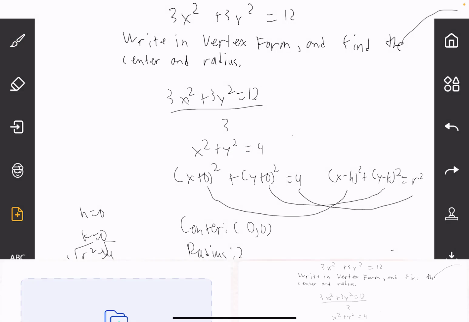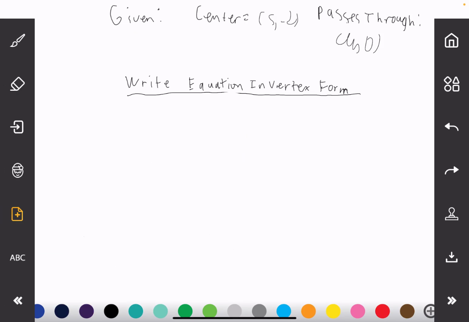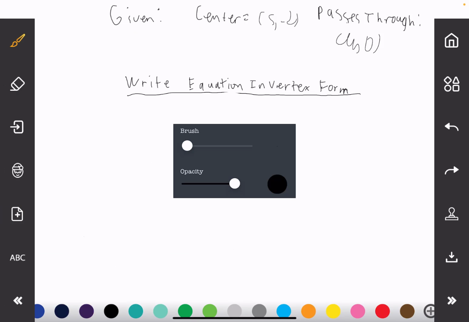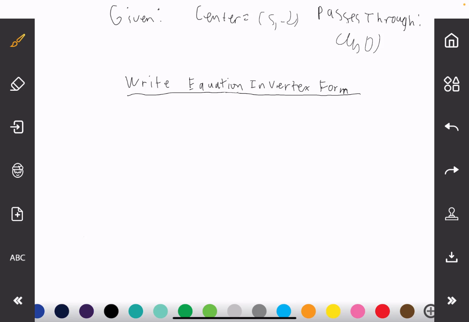Now let's take a look at the final sample problem. Given that the center is (5, -2) and the circle passes through the point (4, 0), we need to write the equation in vertex form. The two things we need for vertex form are the center and the radius. We are given the center, so we already have that, but we do not have the radius, so we have to solve for it. So let's first substitute the h and k values into the vertex form equation, but leave the radius as r squared.